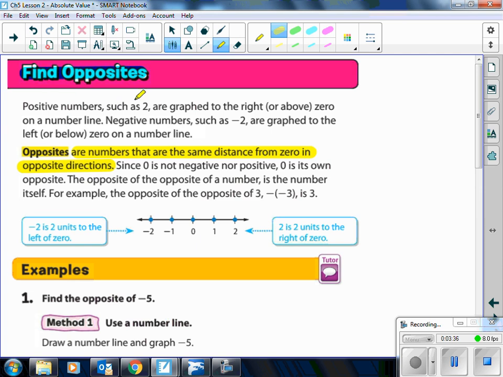It says here positive numbers such as 2 are graphed to the right or above 0 on a number line. Negative numbers such as negative 2 are graphed to the left or below 0 on the number line. That's what we just talked about on the warm-up. Also, we said that 0 is not negative nor is it positive. So 0 is its own opposite.